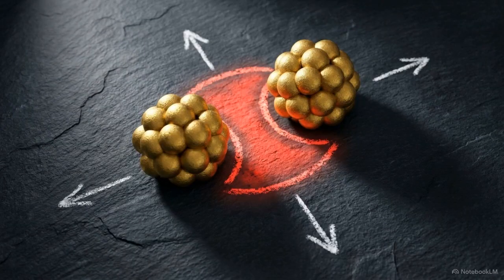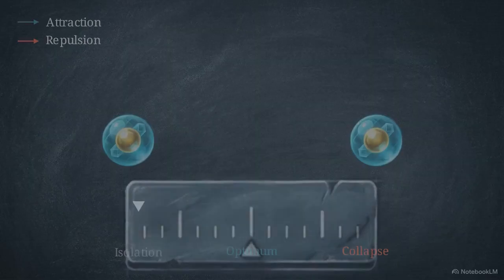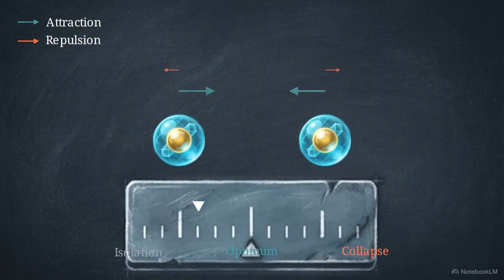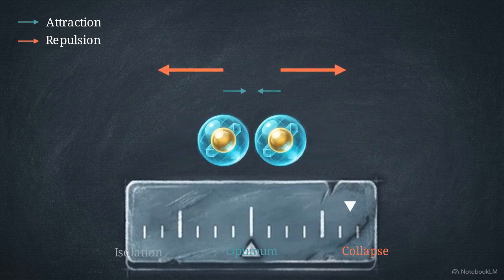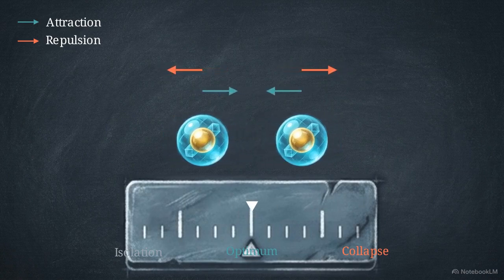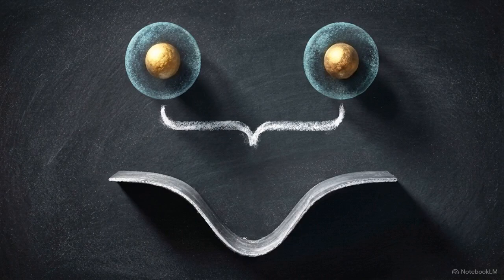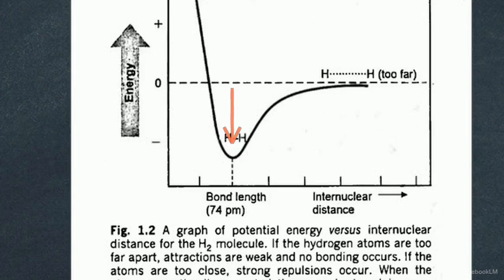Nuclear repulsion acts as a barrier that prevents atomic collapse and defines the inner limit of molecular structure. Between the distance of isolation and the repulsion of collapse, the atoms find an optimum distance where the inward pull of attraction cancels out the outward push of repulsion. This specific internuclear distance is the bond length. This distance corresponds to the absolute bottom of the dip on the energy graph.